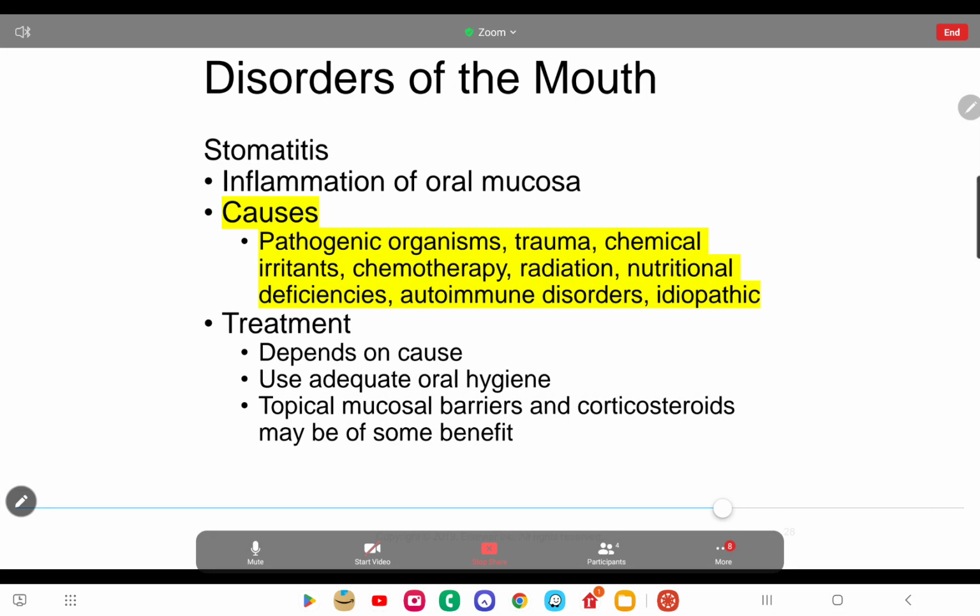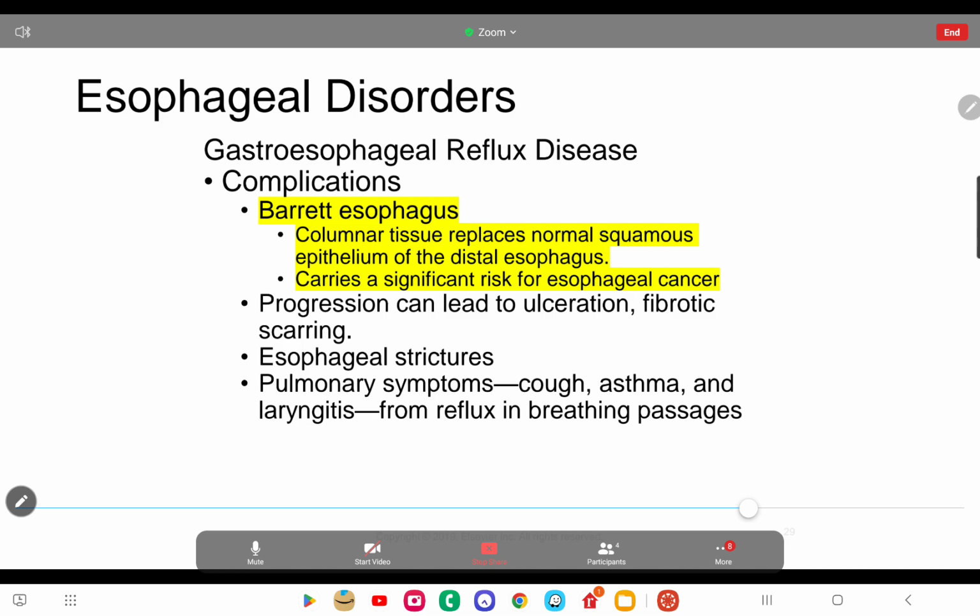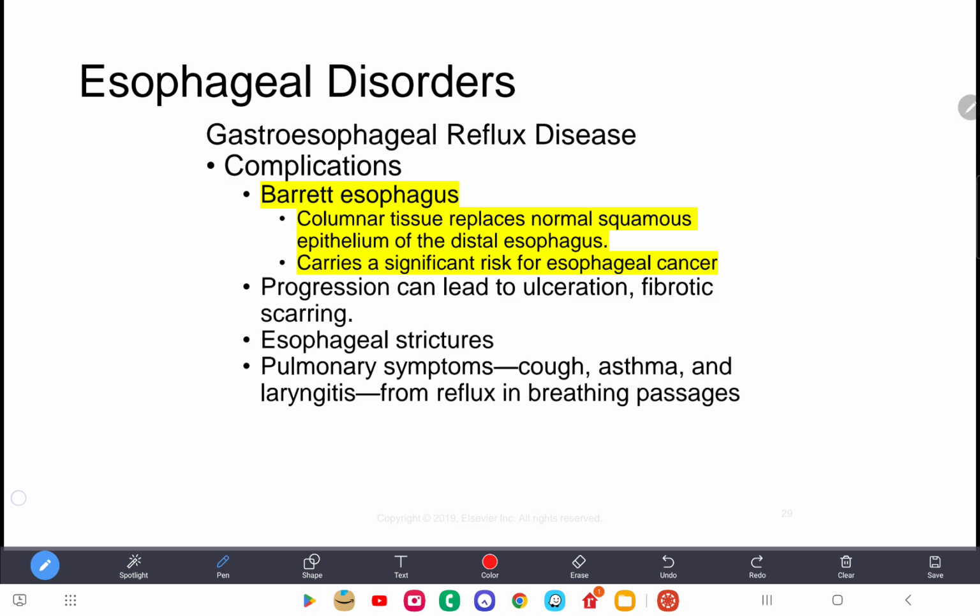Stomatitis, inflammation of the oral mucosa, could be produced by millions of things, especially the herpes simplex virus. Okay, gastroesophageal reflux. What happens in gastroesophageal reflux?